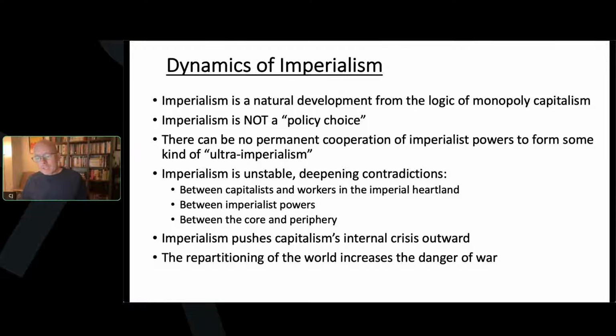The other thing to keep in mind, and that Lenin wanted his readers to know, is that this system of imperialism is not stable. It is perhaps a solution for a time to capitalism's crises, but it's also something that deepens contradictions. It deepens the contradiction between the capitalist class and the working class inside the imperial countries. It deepens the contradiction between the different imperialist powers, and it deepens the contradiction between the imperial countries and the colonized countries, the core and the periphery.